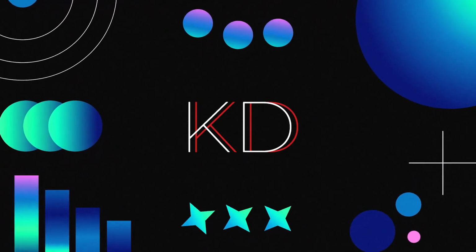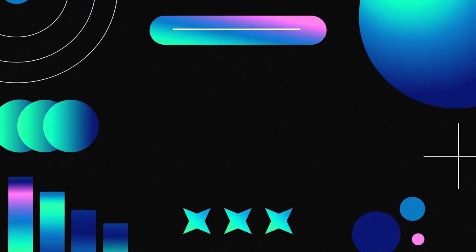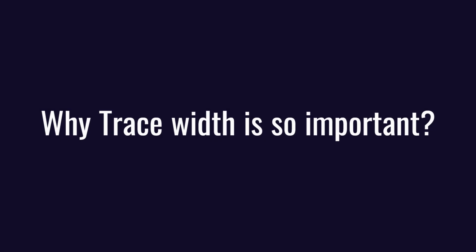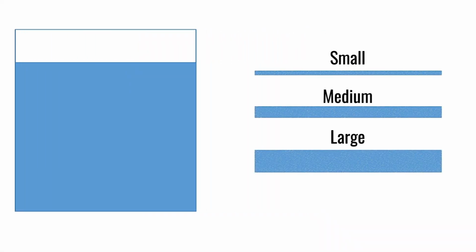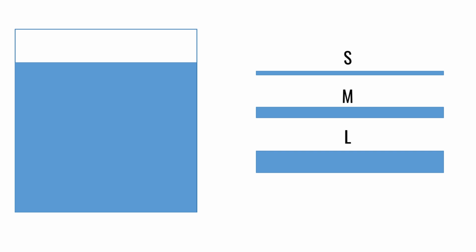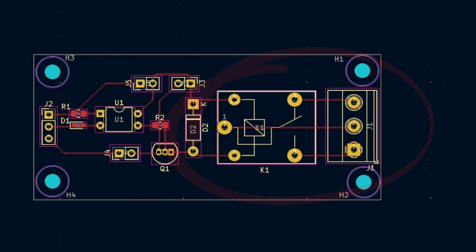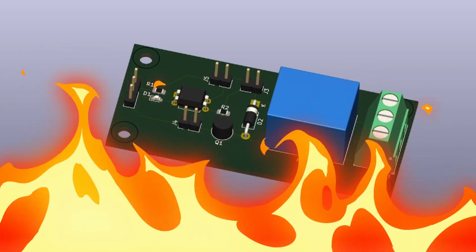Let's broaden our understanding on PCB width. First, let's understand why trace width is so important. Imagine we have a tank full of water and pipes with 3 different sizes: small, medium, and large. When high pressure is exerted from the water, the smaller pipe will break down. Similarly, smaller trace width will adversely affect the PCB, eventually burning it out.